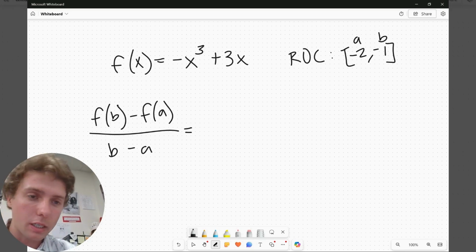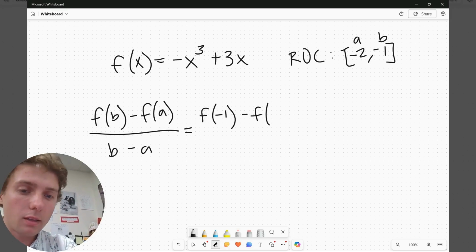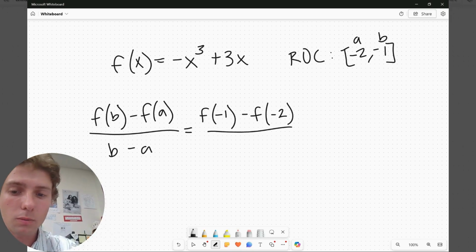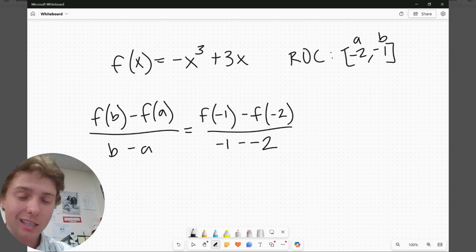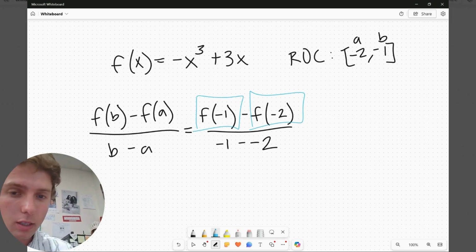Okay, if we start to plug in, we know the b value, the second x value that we're given in our interval, is negative 1. We know that a, the first x value we're given, is negative 2. We can start to plug in. On the bottom, it's negative 1 minus negative 2, again, plugging in. The hard part for a lot of people now is figuring out what these two things are.